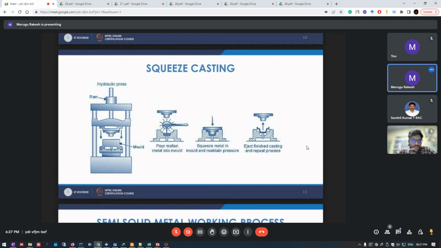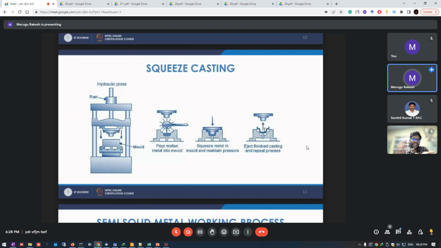Initially, if you see the second diagram, we pour the molten metal into the die. Then we use the other die, the male die, just to fill it. Then we apply some pressure on it using this hydraulic press. Then, whatever metal was poured previously will occupy the pattern on the female die.